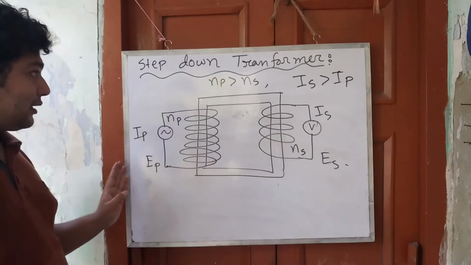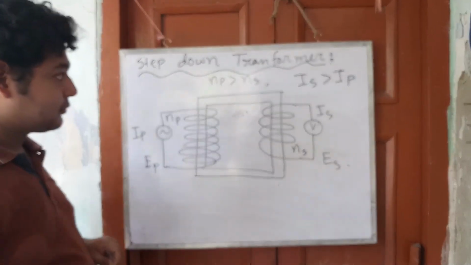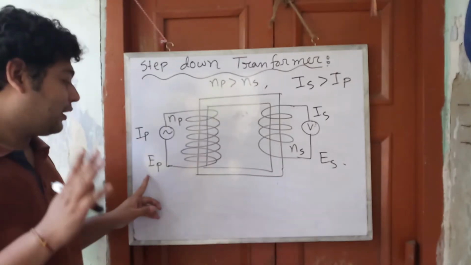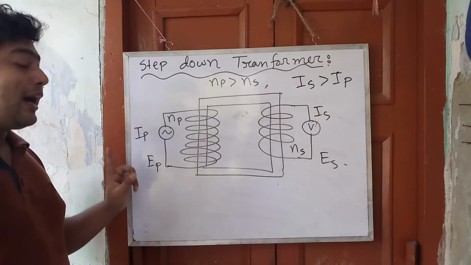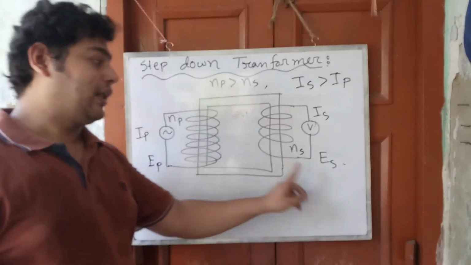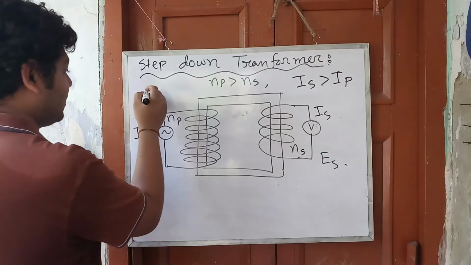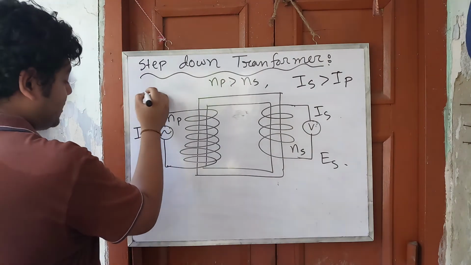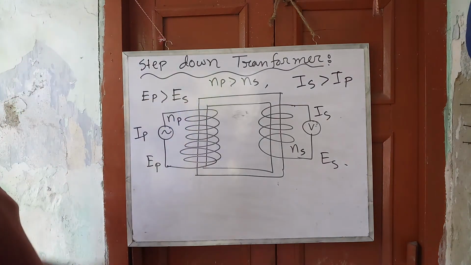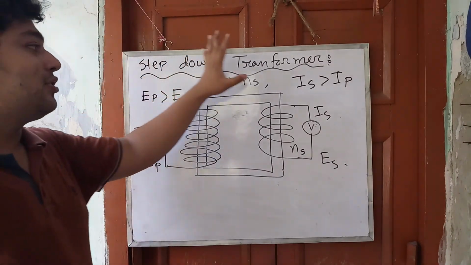Again, according to the definition, it changes high potential to lower potential, so the third condition is EP greater than ES. Okay, these are the conditions for a step-down transformer.